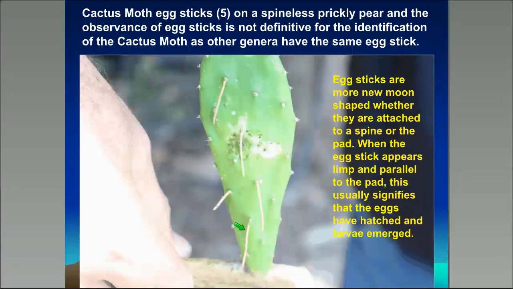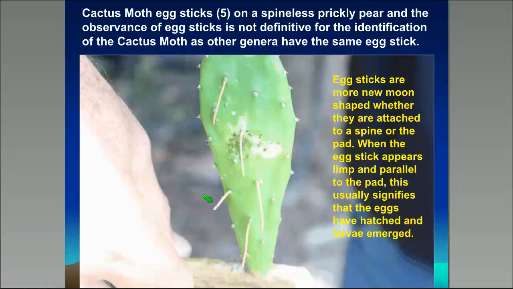And so the egg sticks here that are laid by the Cactoblastis cactorum are also very similar to other cactus moths and several other genera that occur naturally in the state of Texas. So pretty much the presence of an egg stick might tell you there is some kind of moth or larvae working on the prickly pear, but it is not a definitive clue that it is the Cactoblastis cactorum.